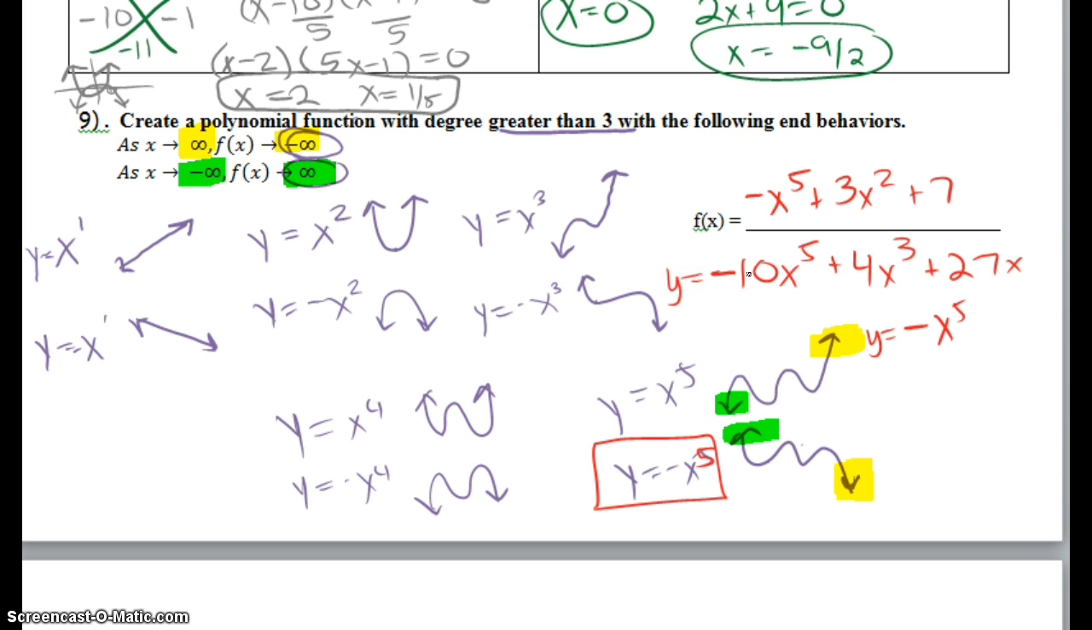The key thing is that you have a negative leading coefficient and you have a 5th power as your highest power. It doesn't have to be a 5th power. 7th power is going to act like this too. So anything negative x to the 7th power, to the 9th power, to the 11th power, any odd power greater than 3 is going to have the same exact end behavior.